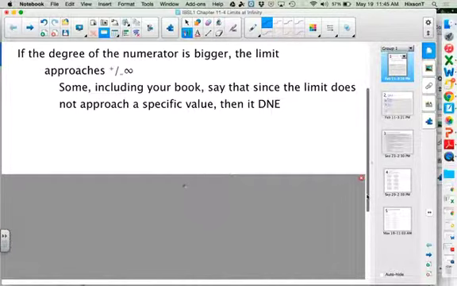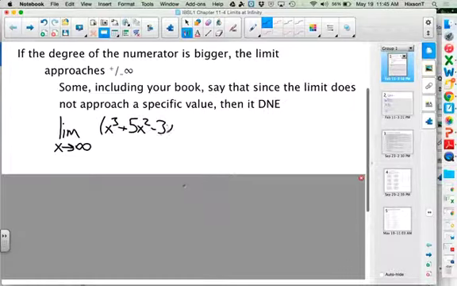But let's look at an example where we might see this. Let's say we have the limit as x approaches infinity of x cubed plus 5x squared minus 3x plus 4. Now, if I just stop right there, what is the denominator? 1. Okay. So, is the degree of my numerator greater than the degree of my denominator? Yes. Okay.